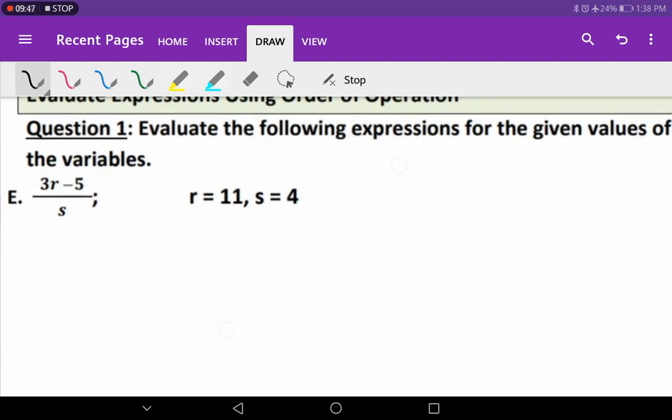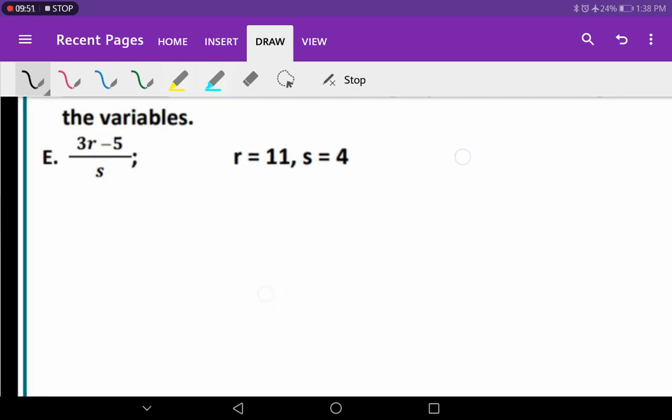Also, we just evaluate algebraic expression. Let us do this one, very important. So 3r, I replace the r, remember, by 11, and the S by 4. Okay, let us start. 3R means 3 multiply R, which is 11. Yes, great.